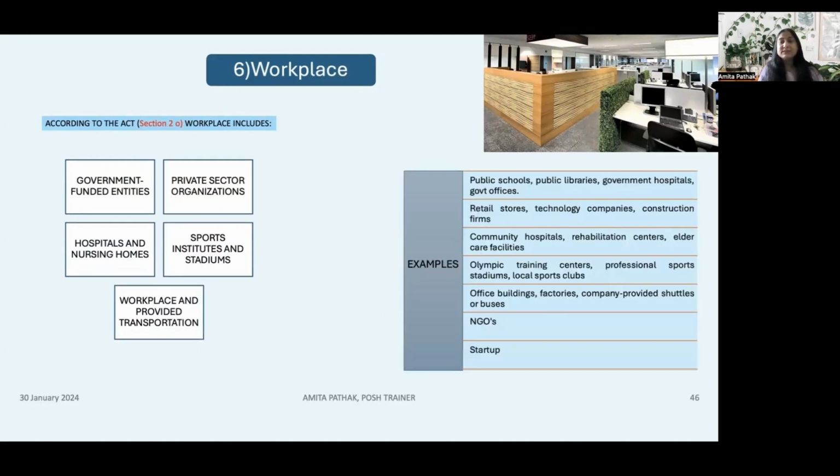Okay, some examples are here. Public schools, library, government hospitals, government offices, retail store, technology companies, construction firms, community hospital, rehabilitation centers, elder care facility, Olympic training center, professional sports, office buildings, factories, company provided shuttles, NGOs, startups. So dear friends, wherever the work is going, that is a workplace.